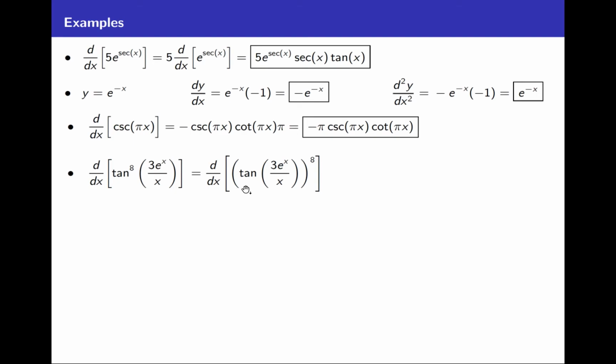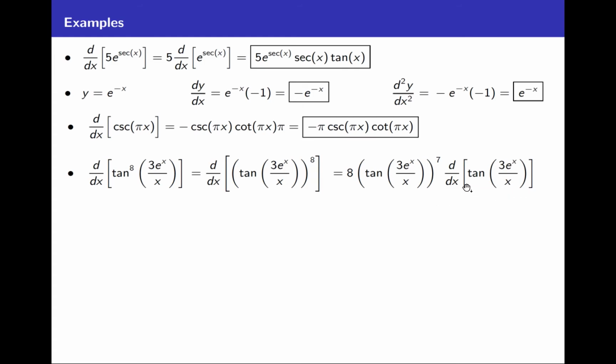Let's think about that generalized power rule. This is a g of x to the power of 8. So the answer is going to be 8 times g of x to the power of 8 minus 1, 7, all of that times the derivative, g prime of x, which would be the derivative of this inside stuff, the derivative of tangent of 3e to the x over x. So right here in this step, we just applied the generalized power rule.